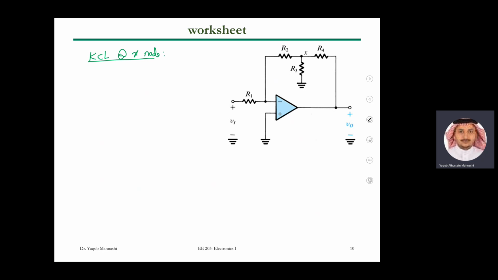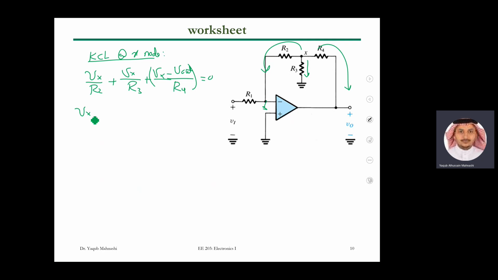What is the expression? So this is Vx over R2. Of course, the current flowing this way. This is connected to ground. So this is virtual ground, right? And then plus Vx, the current flowing here, it's what? Vx over R3 plus Vx minus V out over R4. Can I find Vx in terms of V out?